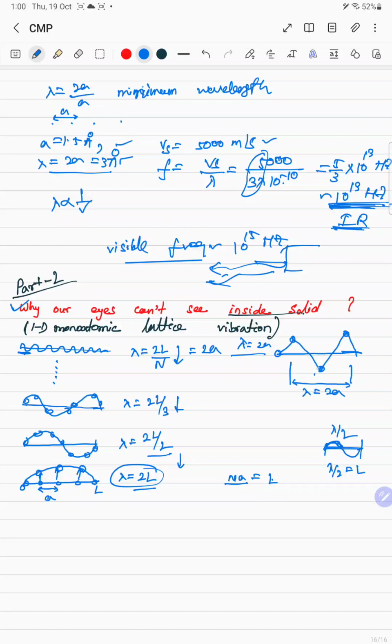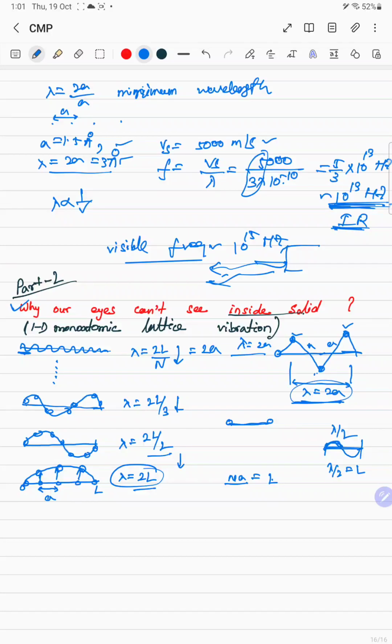And see, minimum I need 3 atoms to make a wave, and if you take 3 atoms, the interatomic separation is A and A, so lambda equals 2A. You may think if I take 2 atoms, but with 2 atoms you can only form a straight line, you can't form a wave. So to form a wave you need a minimum of 3 atoms, and when you take 3 atoms, this lambda will be 2A.